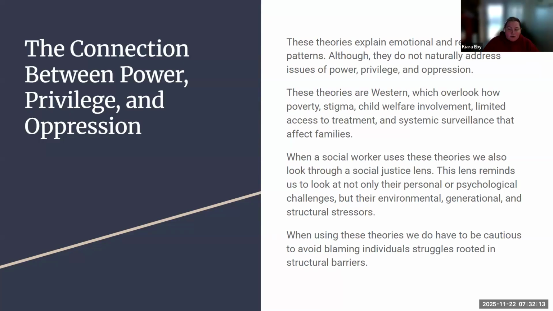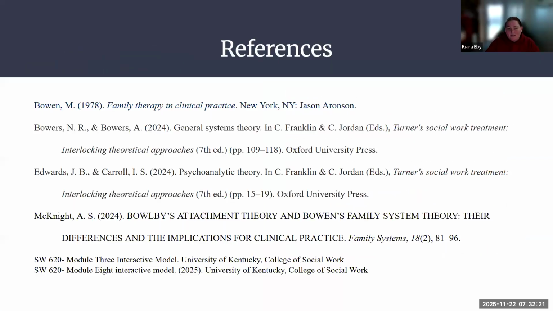When we do use these theories, we have to use them with caution to avoid blaming individuals for struggles rooted in structural barriers. And that is the end of our presentation, and these are the references that we used.